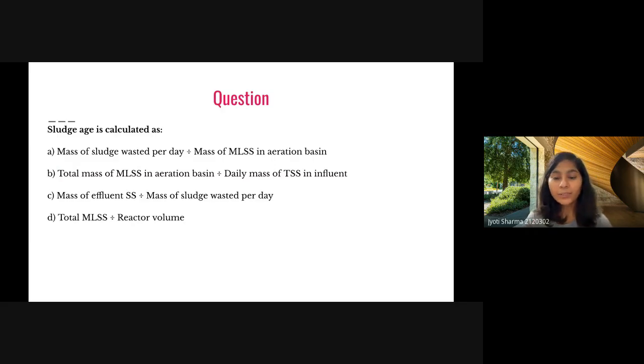Okay, so in that UASB, we also have sludge age, and that sludge age can be calculated as mass of sludge wasted per day divided by mass of MLSS in aeration basin, total mass of MLSS in aeration basin upon daily mass of TSS in effluent, mass of effluent SS divided by mass of sludge wasted per day, and total MLSS upon reactor volume.